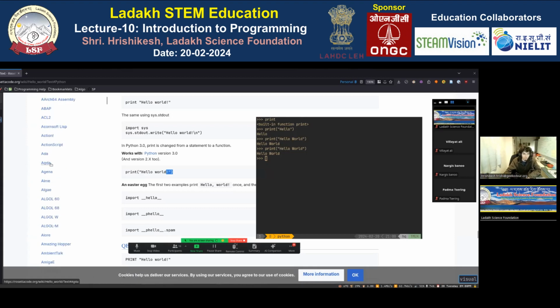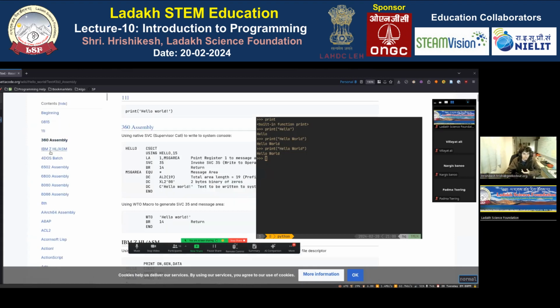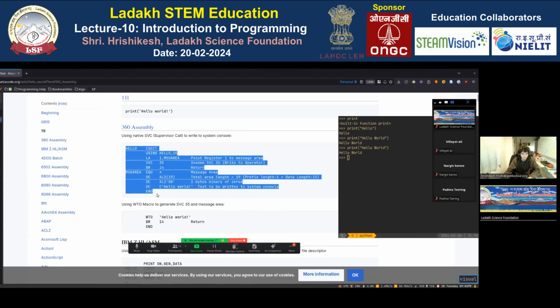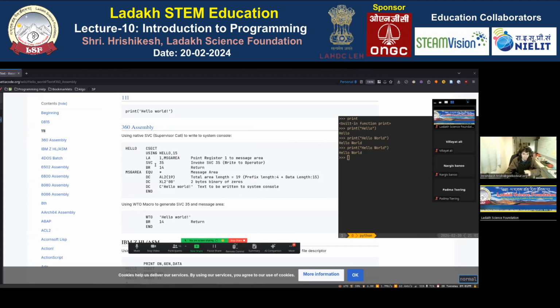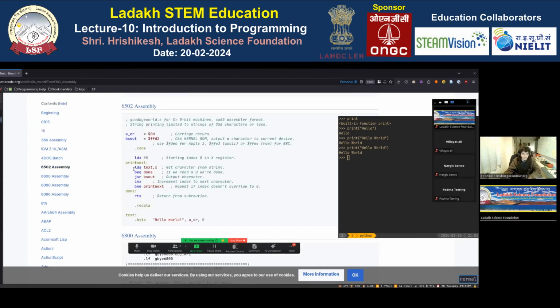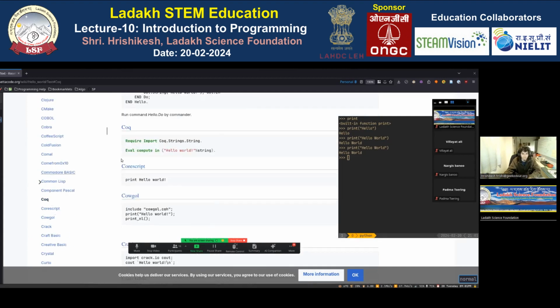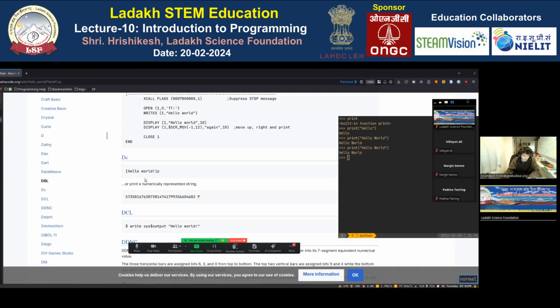So if I pick some language called, say, 360 assembly, this is something called assembly language. It will do the same thing. Whatever you are seeing here, it will do the same thing if you write it in assembly language. So this is the syntax. This is how you write it, but it means the same thing, right? And some other language, say Coq. In Coq, you write hello world like this. So it's the same thing. The semantics is the same, but the syntax is different.